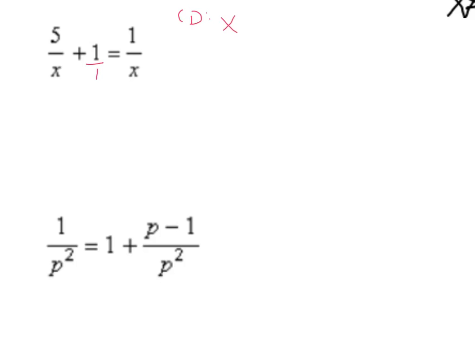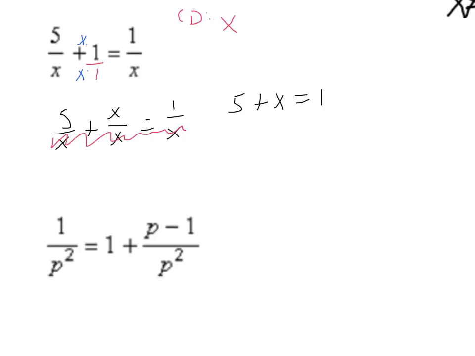Now for all terms to have a common denominator, I would multiply this one, top and bottom, by x. Once that's done, we can rewrite this as 5 over x plus x over x equals 1 over x. And once you have a common denominator, you can drop the denominators, and you're left with just the numerators, which give you an equation you can solve.